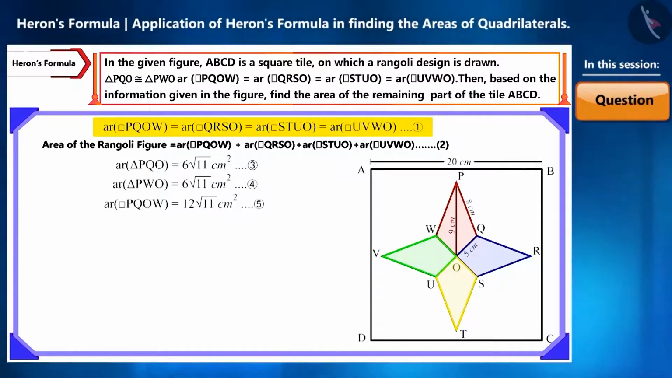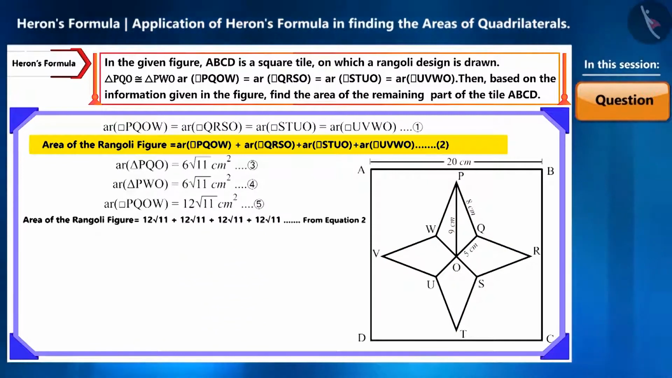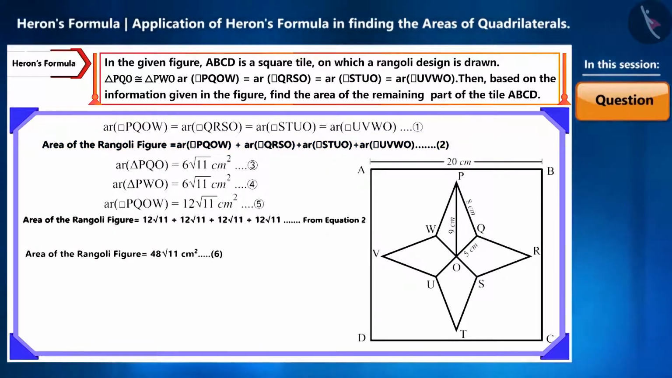The areas of these four quadrilaterals are equal. Friends, look at equation 2. We can obtain the area of this rangoli by adding the area of the four quadrilaterals, which we obtained as 48 root 11 square centimeters. Let's call it equation 3.